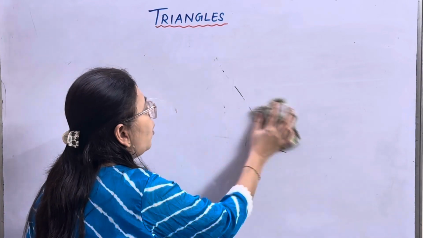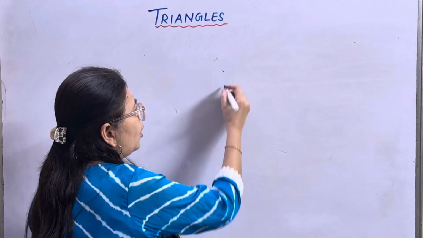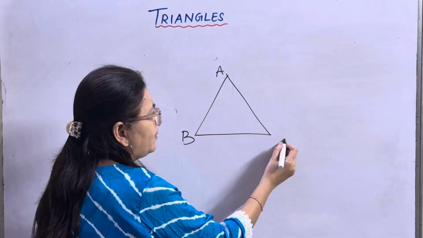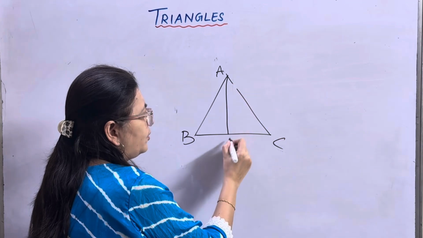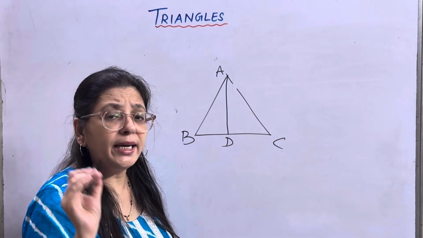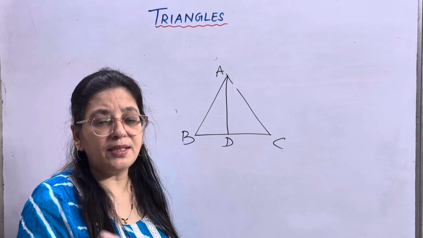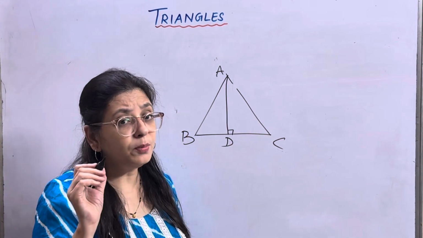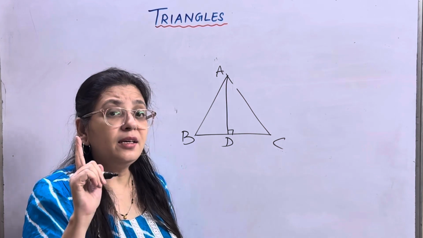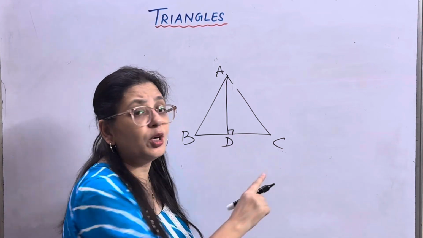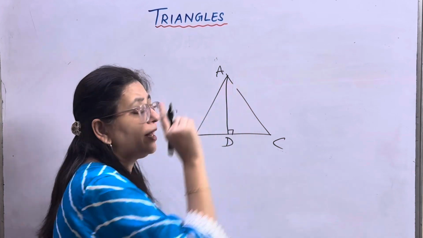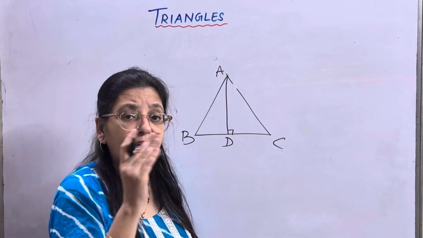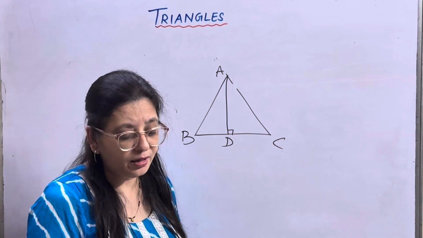Then comes the word altitude. What do you mean by altitude? Same here. I take a triangle ABC and I draw an altitude. Say D is on BC, so AD is an altitude. Altitude means perpendicular. So AD is perpendicular to BC, but it doesn't mean that BD is equal to DC. It is just like a height which is perpendicular. It does not divide BC into equal halves. Is it clear?